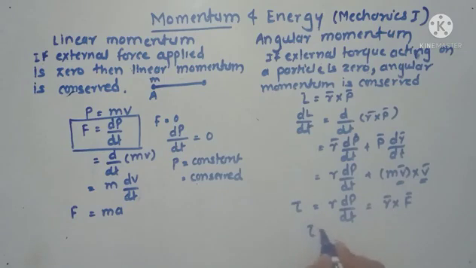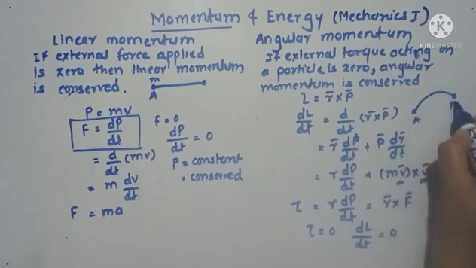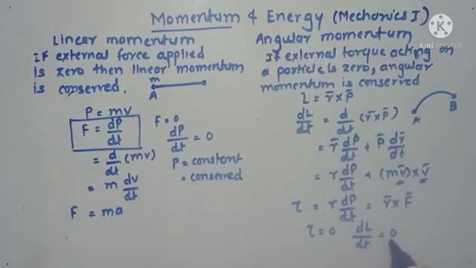So if this tau is equal to 0, then dL upon dt will also be equal to 0, which means that if the torque applied on a particle following some trajectory path is zero, then the angular momentum is conserved, as the derivative of some term is 0, so that term is conserved. So these are the laws of conservation of the linear momentum and angular momentum for a single particle.